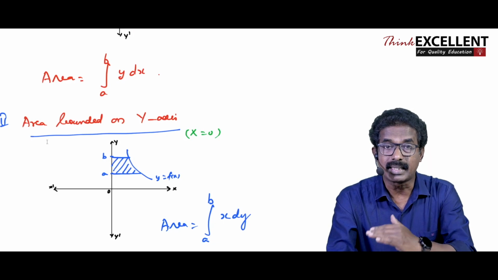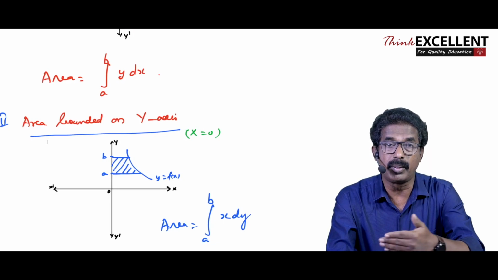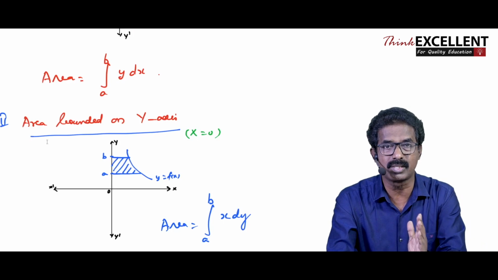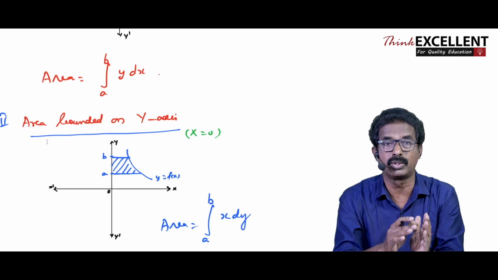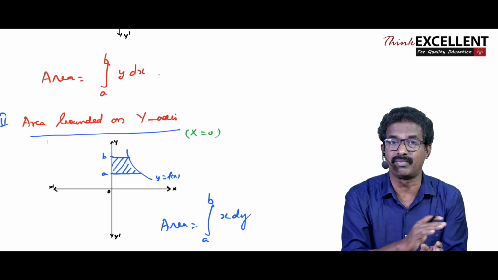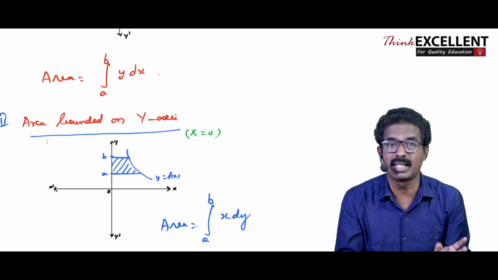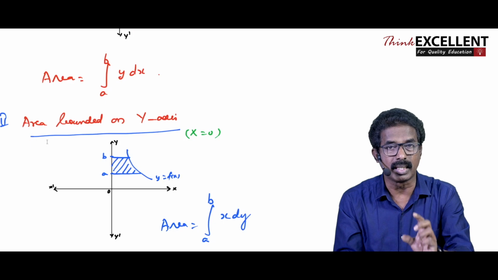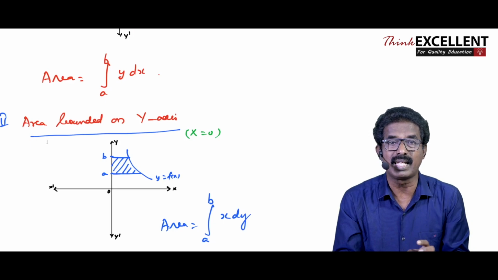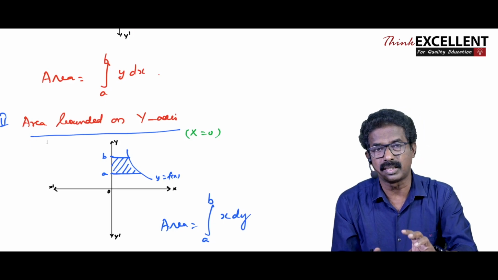With the x-axis we check above or below. With the y-axis you have to check whether the portion lies on the right side or left side. If it is on the right side it is positive; if on the left side it is negative, so take whichever gives a positive answer. In the final answer, since it is area, just say square units.